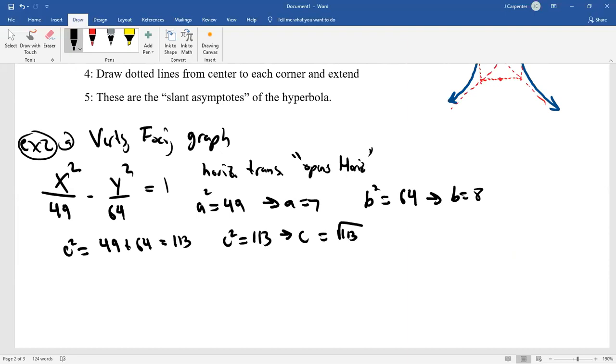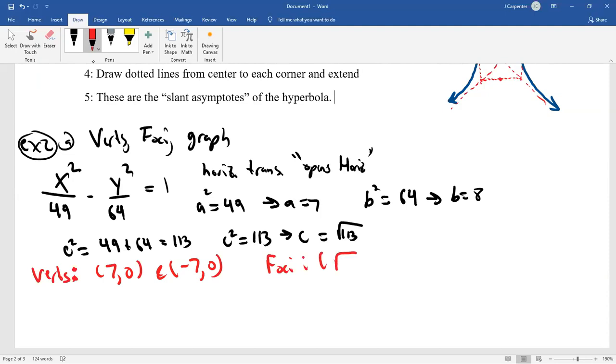So our vertices. Remember, this has to do with the positive term. The x squared was positive, so the 49 has to do with the vertices, so that's the 7s. So we're opening horizontally, so we're making sure that we're going left and right. So this should be (7, 0) and (negative 7, 0). If you swap the zeros and the 7s, they'd be going up and down to get those, but we're supposed to open horizontally, not vertically. The foci, that relates to the c. That's going to be (square root of 113, 0) and (negative square root of 113, 0).